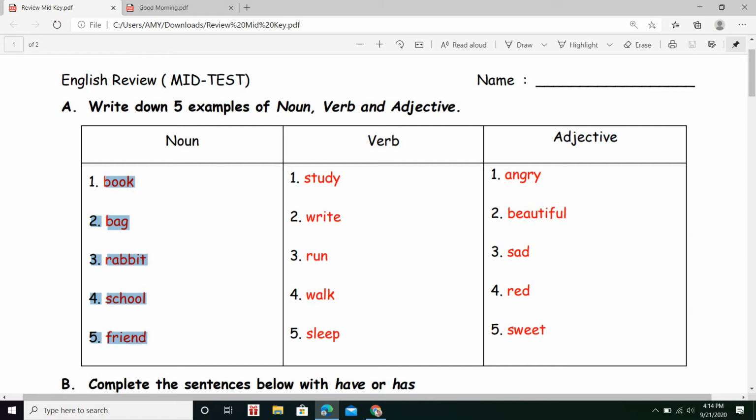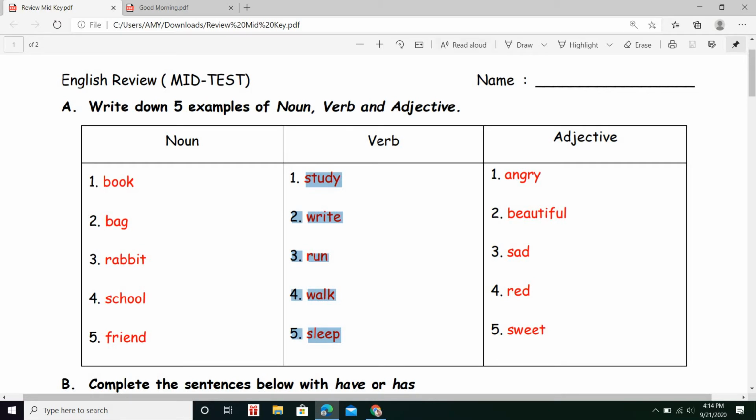Okay, now let's take a look at the example of verb. Here, Miss Asmi already wrote down examples of verb. We have study, write, run, walk, and sleep. Again, you can write down your own example of verb. It can be walk, it can be jump, it can be swim, it can be climb, it can be laugh, it can be read a book.